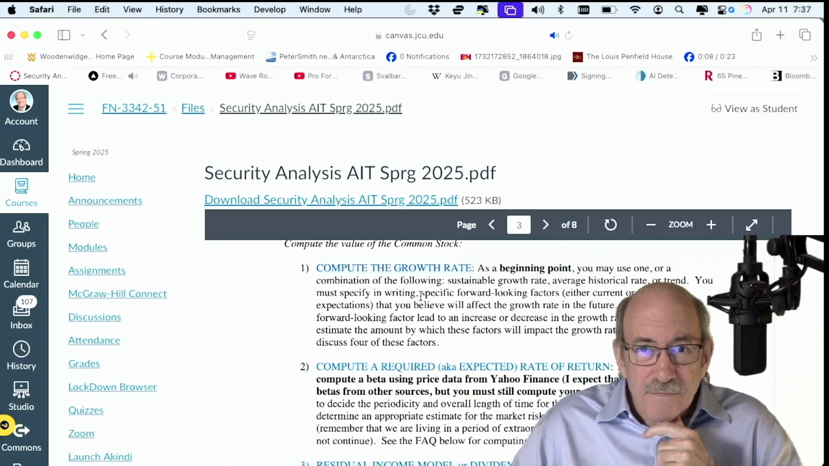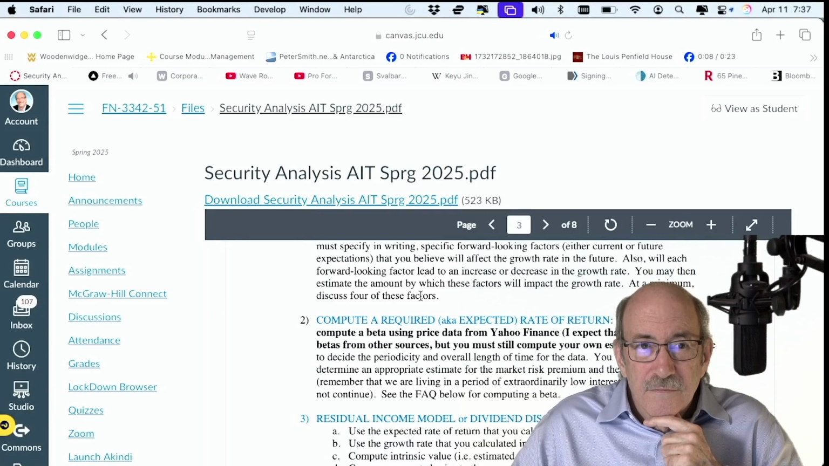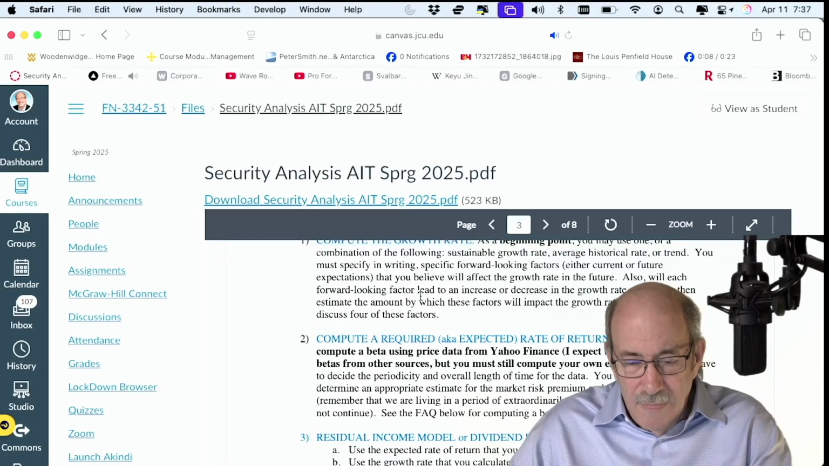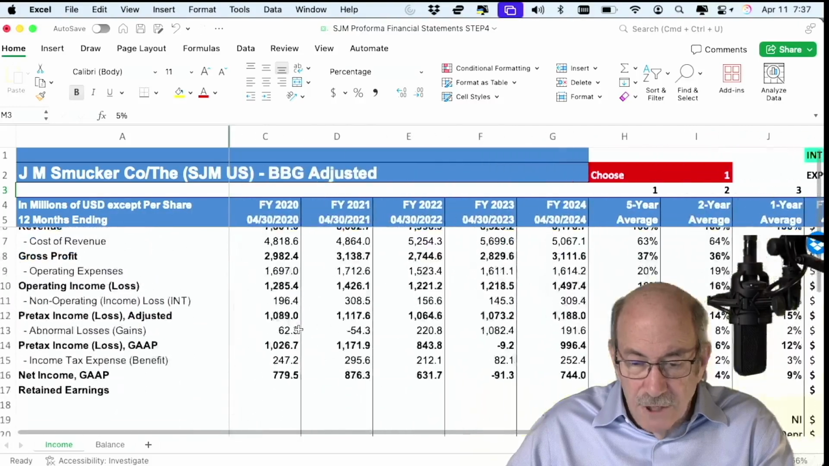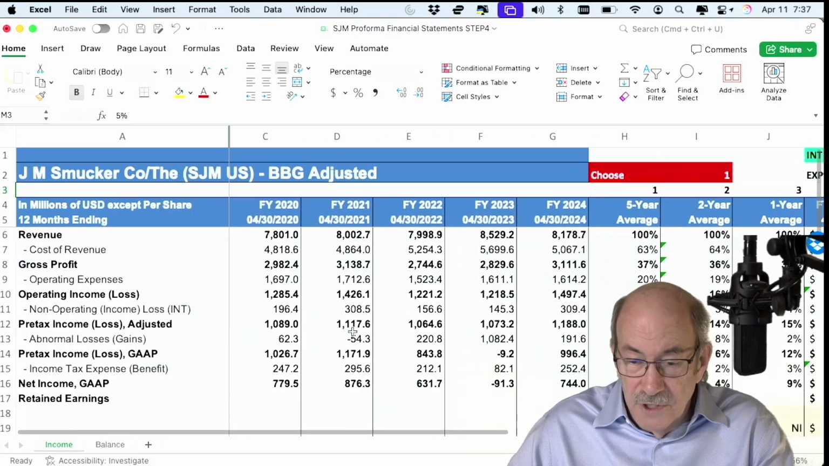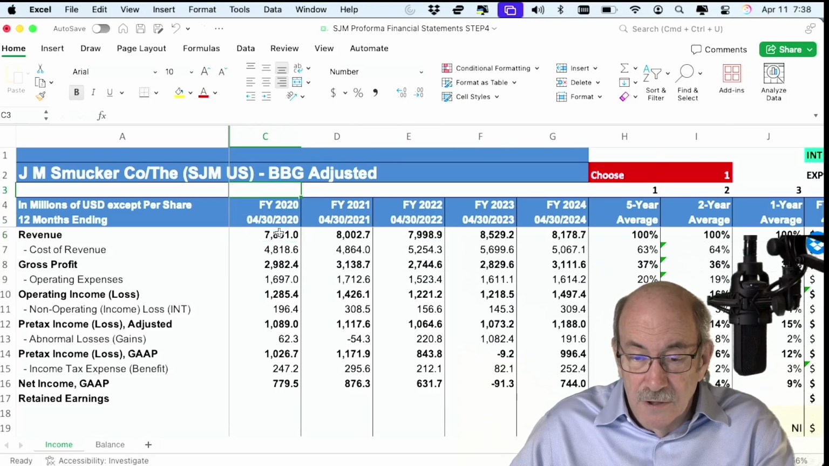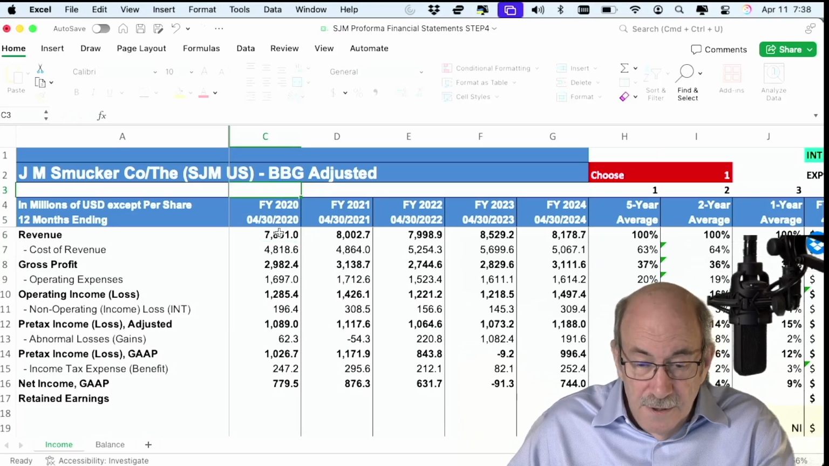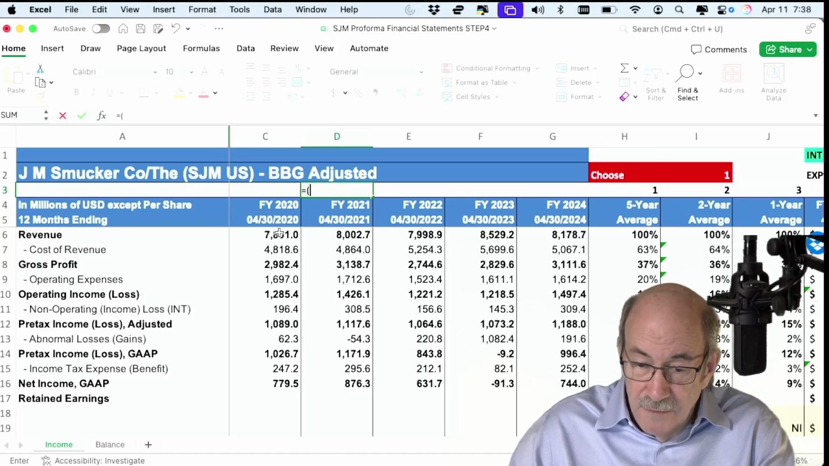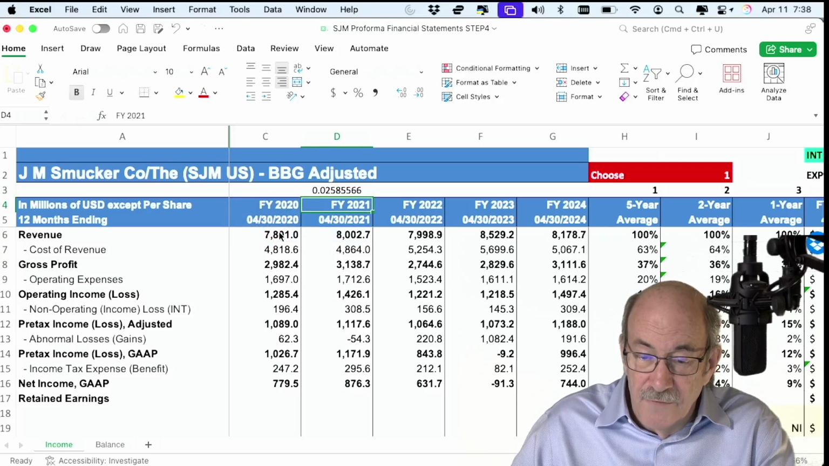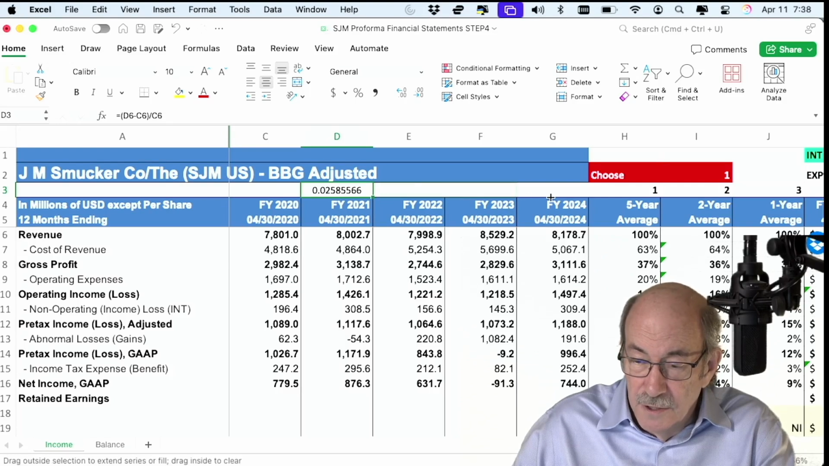And then, sorry, just to clarify, the average historical rate you're talking about, the growth of the revenues over the past. Yeah. So you could literally do that right here on the income statement. We could go up here and take this minus that divided by that. So revenues grew at a little over 2.5% between end of fiscal year 2020 and 21.